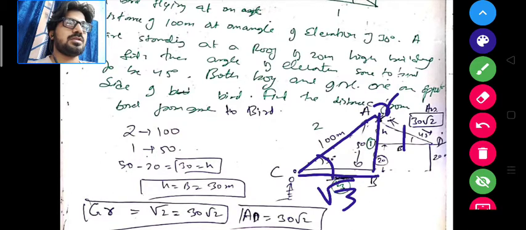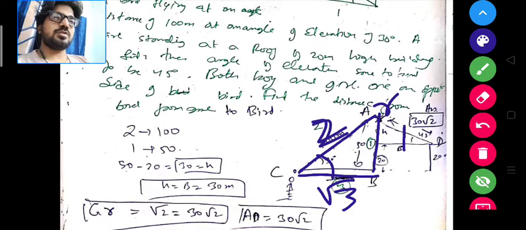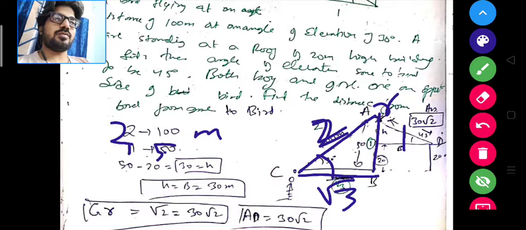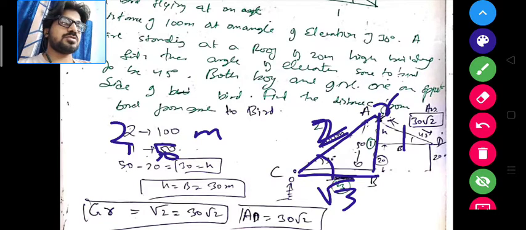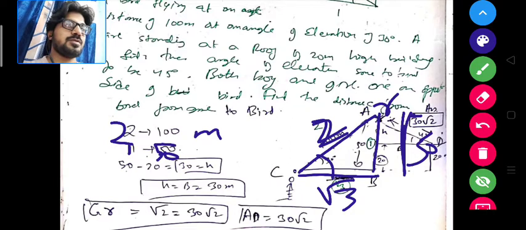This is 60 degree here, but we don't have to take it. So by taking the hypotenuse, you get 2 as the value of the hypotenuse. The hypotenuse value is 2, which is given as 100 meter. So 2 is 100 meter, so 1 is 50 meter. This entire length, which is 1, is 50 meter.